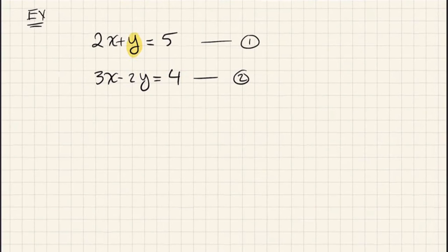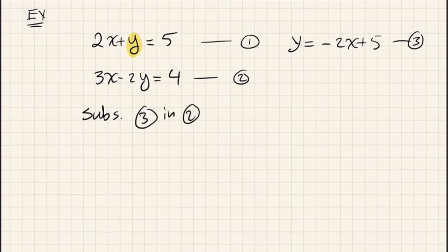So shift 2x to the other side, so y equals negative 2x plus 5. So this is number 3. Okay, I got number 3 from number 1, so I'm going to substitute number 3 in 2. I will remove the y from 2 and put this expression instead. 3x minus 2 times negative 2x plus 5 equals 4.